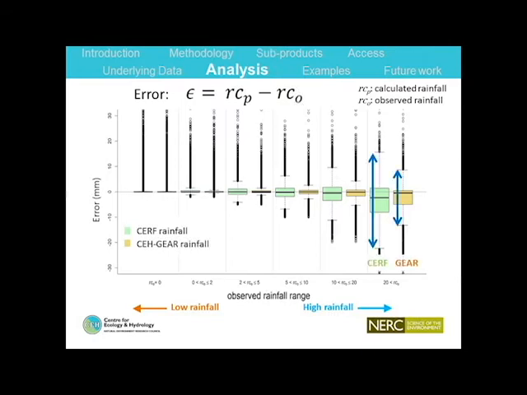The green boxes are SURF rainfall, and the brownish ones are CEH-Gridded. And we can see that it does improve. The range of error is much smaller for CEH-Gridded, and the median error is much closer to 0 with the new data set. So that's good news.